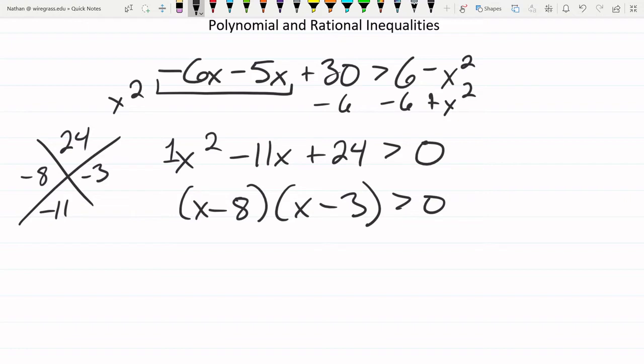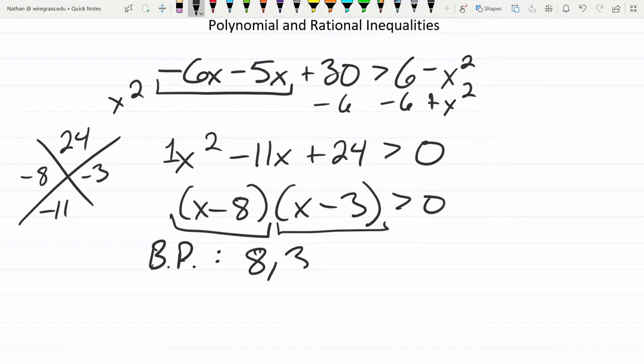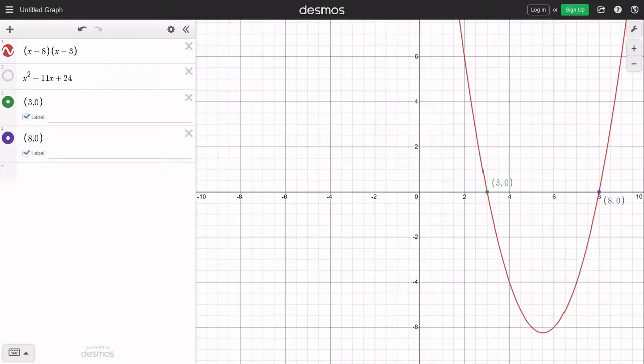And so we can find our boundary points quite easily from this. It's where the function is 0. From this one, we get x equal to 8. So 8 is a boundary point. And from this one, we get x equal to 3. So 3 is a boundary point. Let's graph this thing and see what it looks like.